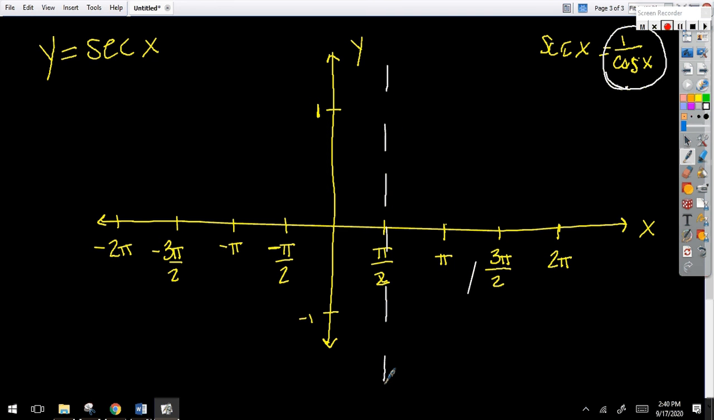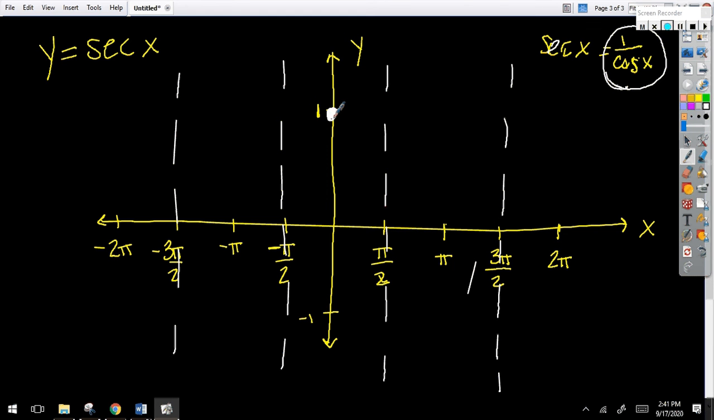And so what I want to do is look at 0, right? At 0, the cosine is 1, so the reciprocal of 1 is 1. Now the difference here is the closer I get to pi over 2. For example, if you look at pi over 6, which is about right here, cosine value is square root of 3 over 2. So if I flip that over, I get 2 over the square root of 3, which is a little past 1, right?